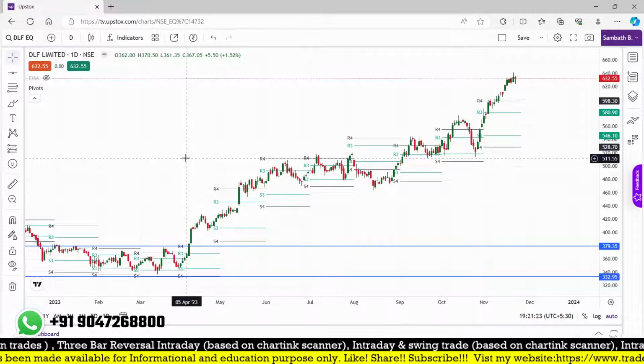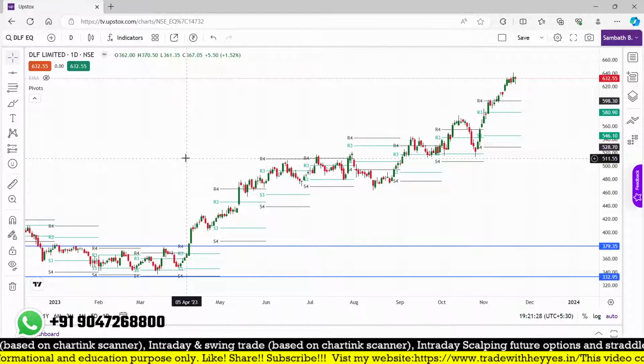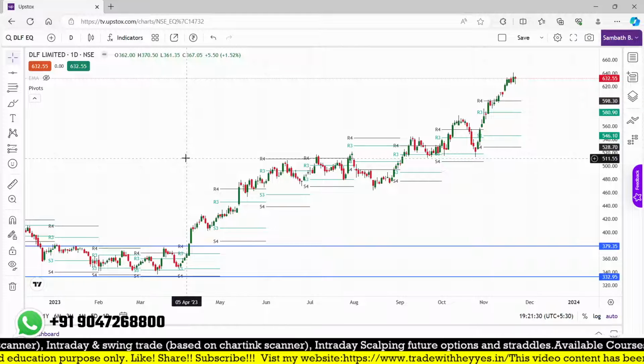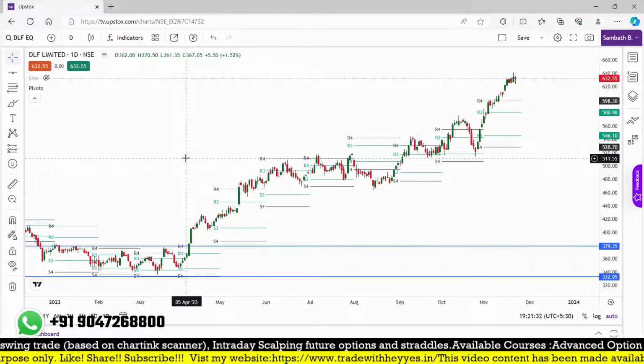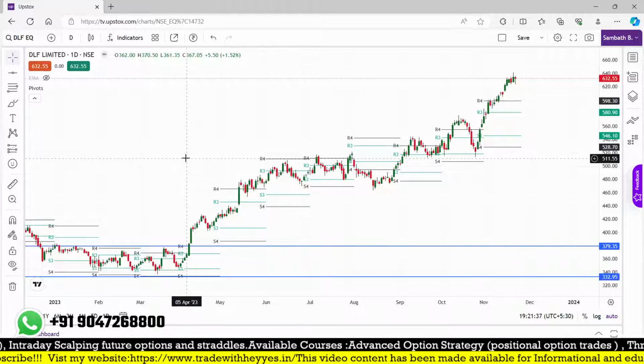Even on a lower time frame, if you use the auto mode, it will adjust for daily. For 5 minutes it means daily, for 15 minutes and above it should be weekly, and if you are looking at the daily candle, it should give you the values for monthly.